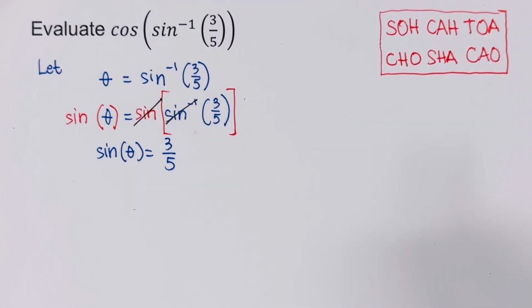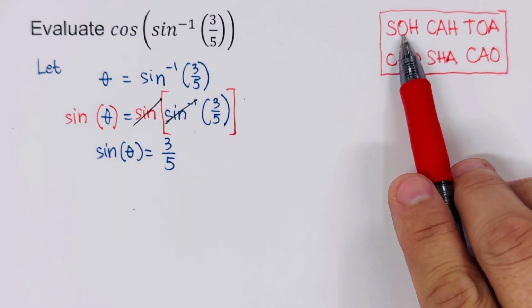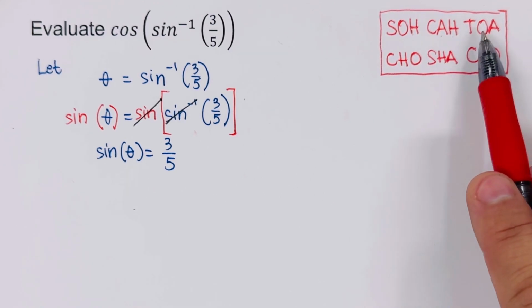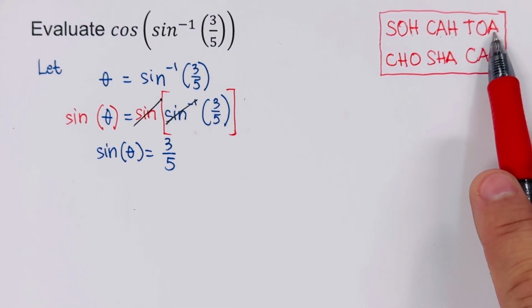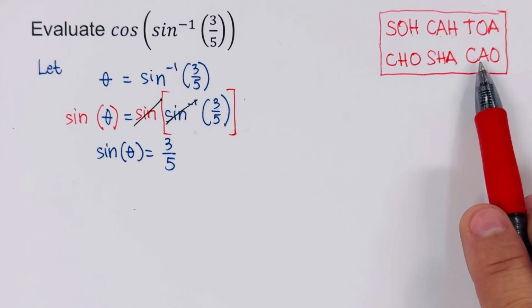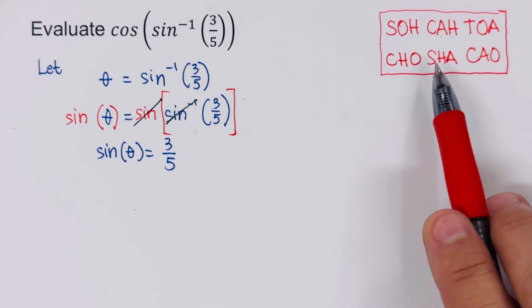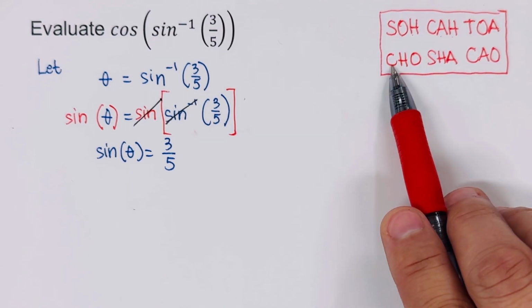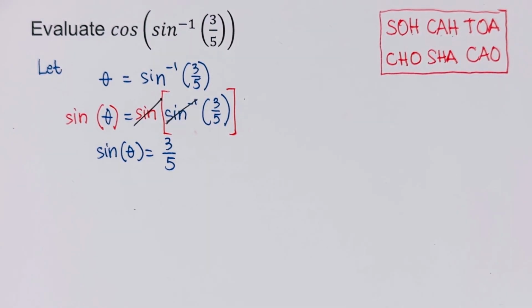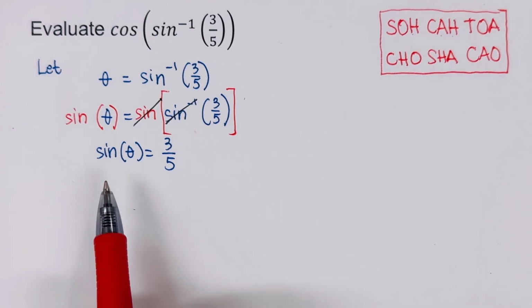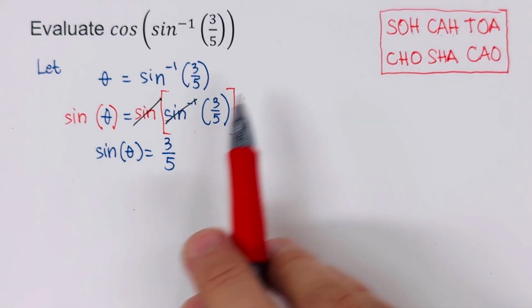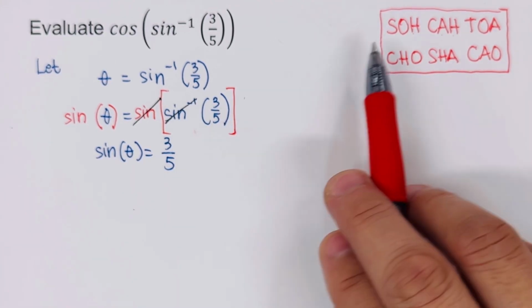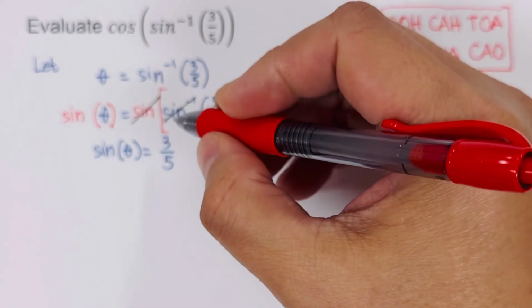So this acronym means sine theta is opposite over hypotenuse, cosine theta is adjacent over hypotenuse, tangent theta is equal to opposite over adjacent, cotangent theta is adjacent over opposite, secant theta is hypotenuse over adjacent, cosecant theta is hypotenuse over opposite. So looking at this given fraction that we have right here, it says sine theta, so we're going to use this. So our 3 here is the opposite, while our 5 is the hypotenuse.